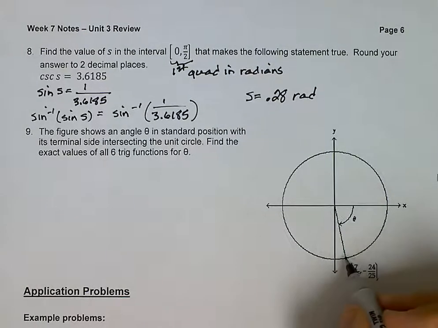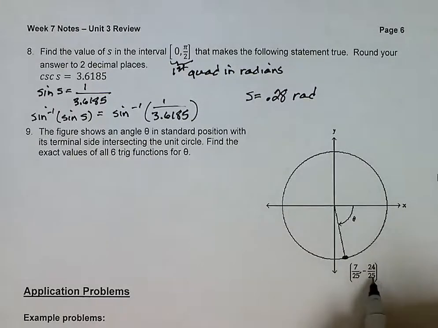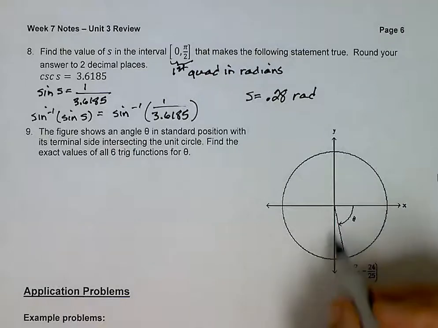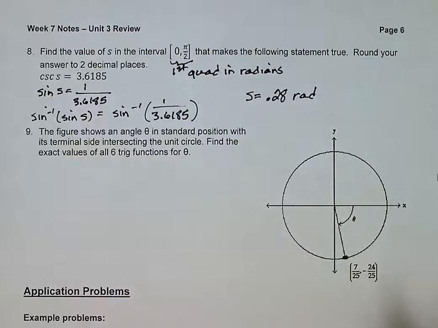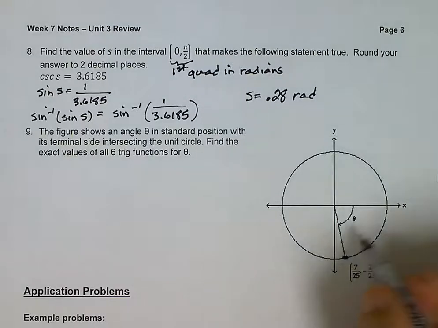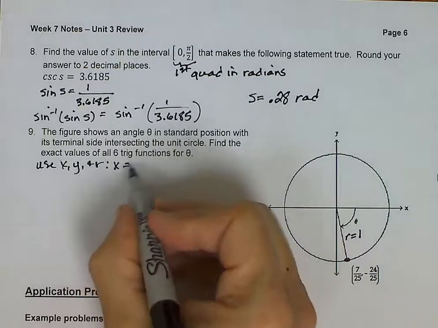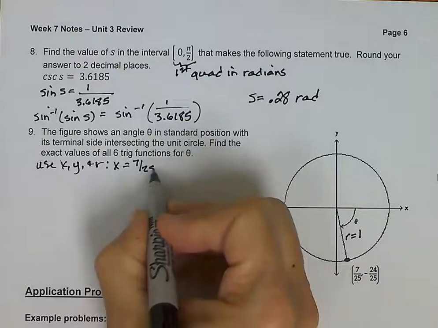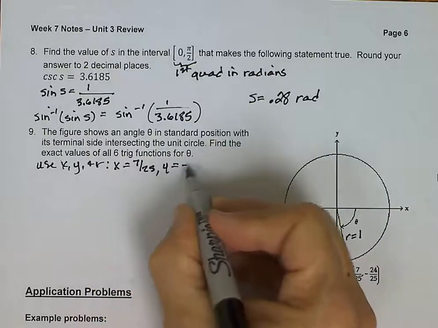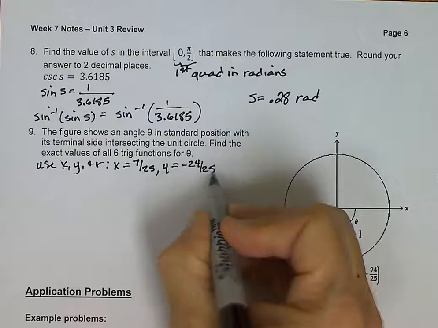In this one, we've got a point which is on the unit circle, and we've got the coordinates of the point. The only thing about this being on the unit circle is that we know the radius is 1. So if we were using x, y, and r, that would automatically tell us that the r is 1. We could use either the x, y, and r idea. Our x would be 7 over 25, our y would be negative 24 over 25, and our r would be 1.